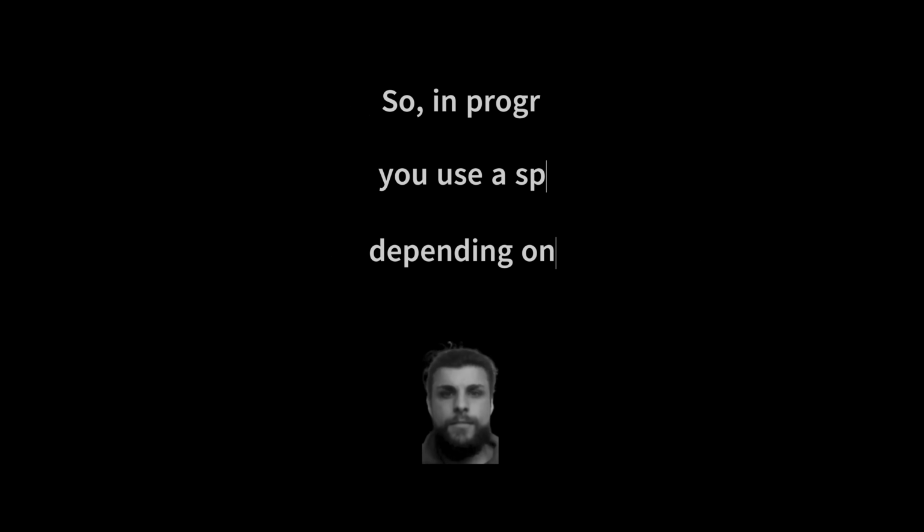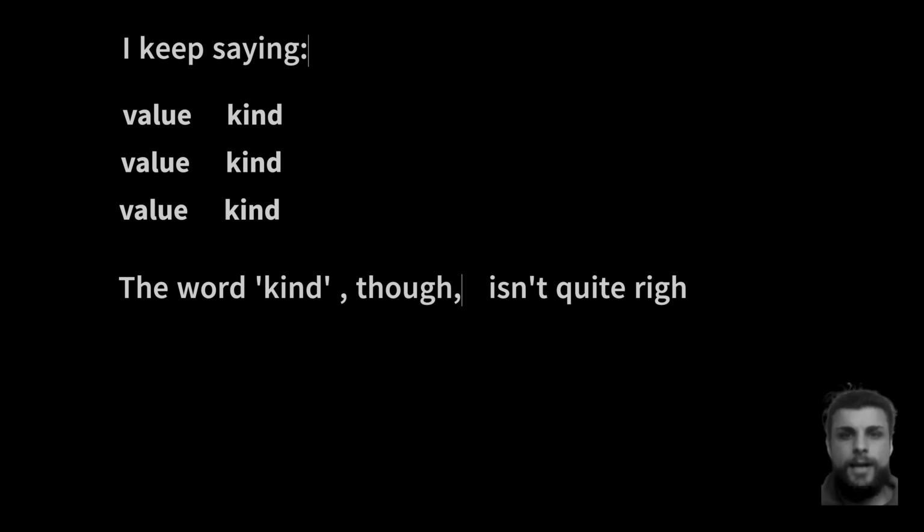So in programming, you use a specific kind of value depending on what it is that you want to do. I keep saying value kind, value kind, value kind. The word kind, though, isn't quite right.